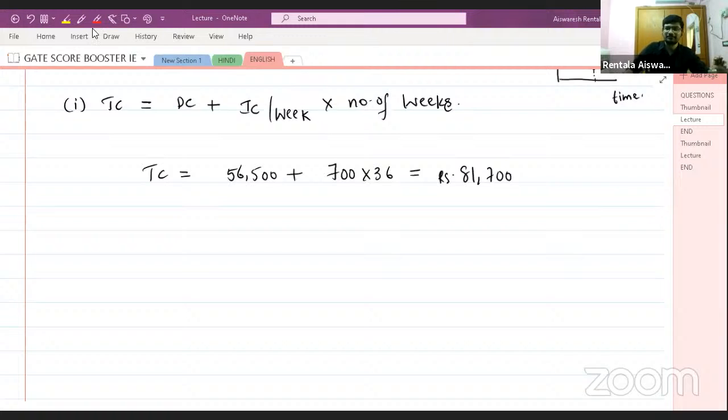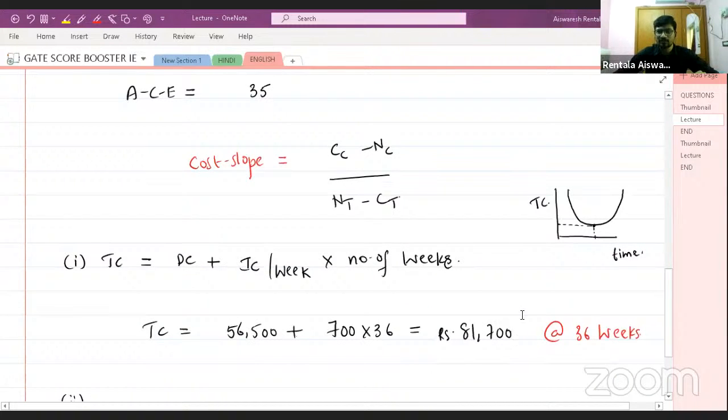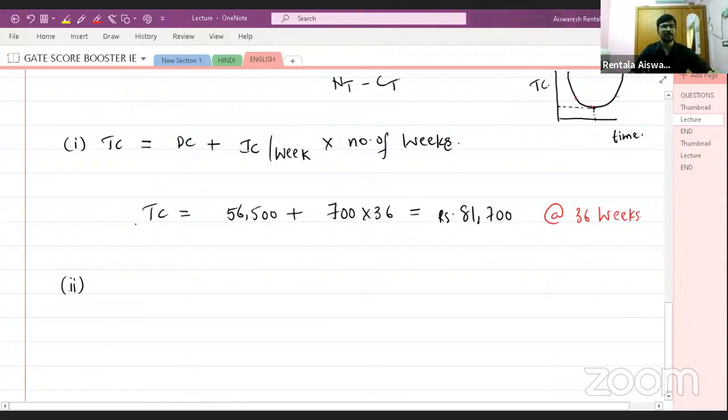If you want to complete your project within 36 weeks, the total cost will be this much. Now let us go for crashing, because we don't know whether it is minimum or not. This 81,700 may be anywhere. It may be here or here or anywhere. We don't know, so we have to check that. That's what we are doing in the next step.